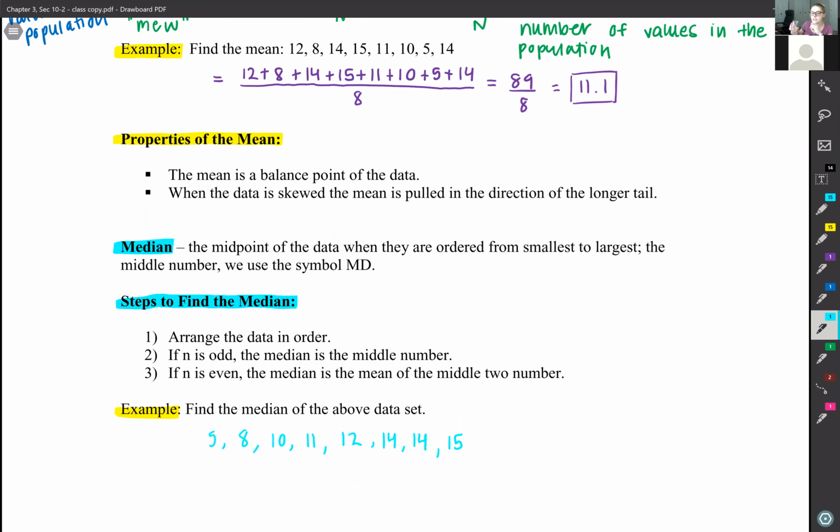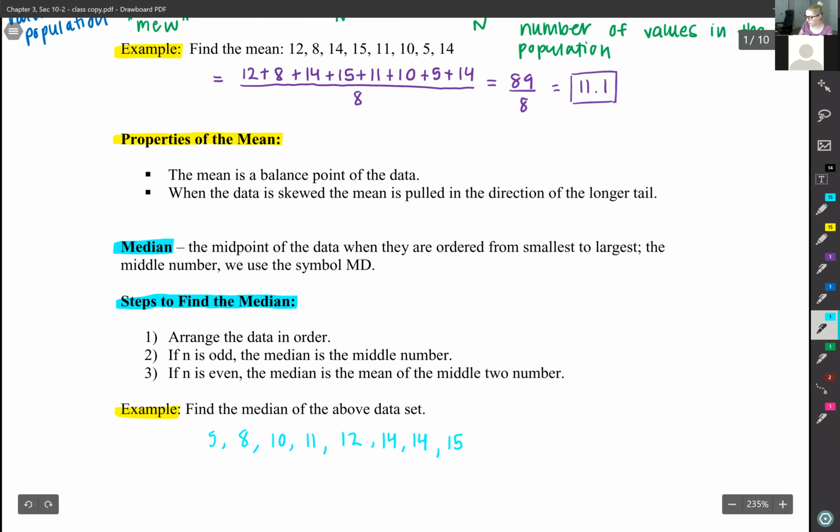So yes, 14 is the same number, but you will list it twice because it occurs twice in the data set. Okay, so this is a good example of when the number of points is even, because here we have 8 points. So there really is no middle point here.